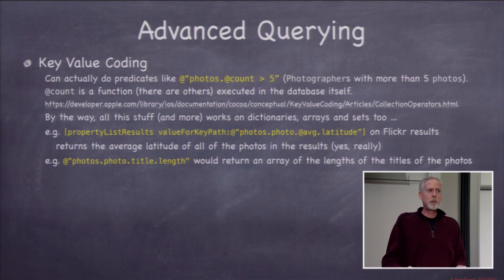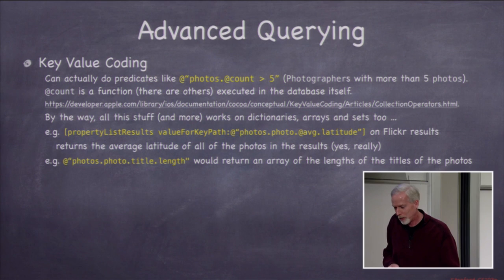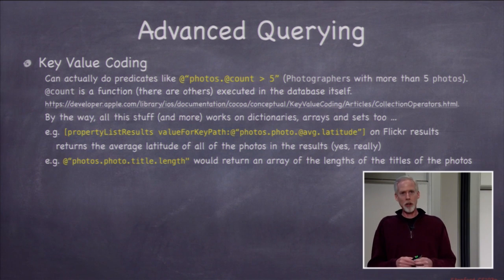So go back to the Shutterbug and try doing property list results, value for key path, photos.photo.average.latitude. Anyone want to hazard what that returns? Yeah? It might be like the average latitude of all the photos. Correct. It returns the average latitude of all the photos. Okay? So that's something for you to have fun with.